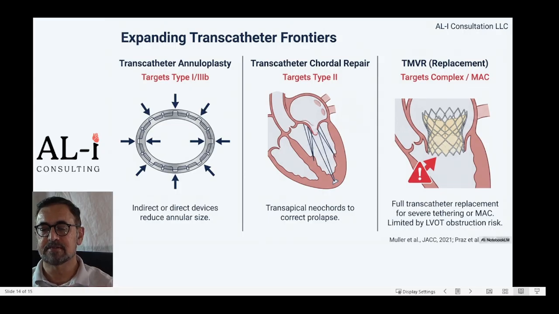The percutaneous landscape includes transcatheter annuloplasty devices such as Carillon and Cardioband, as well as transcatheter mitral valve replacement, or TMVR, for high-risk patients, failed rings, or those with severe annular calcification.